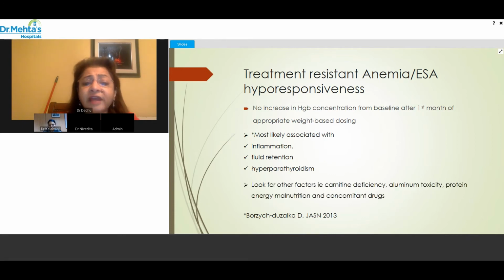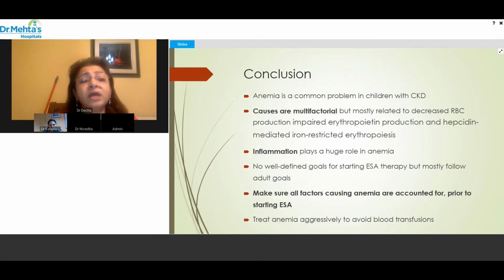Also look for other factors that you haven't thought about previously, like we alluded to: secondary carnitine deficiency, aluminum toxicity, protein energy malnutrition, and any of the concomitant drugs that you're using that might inhibit erythropoiesis. So to conclude, anemia is a very common problem in children with CKD, and the causes are multifactorial.